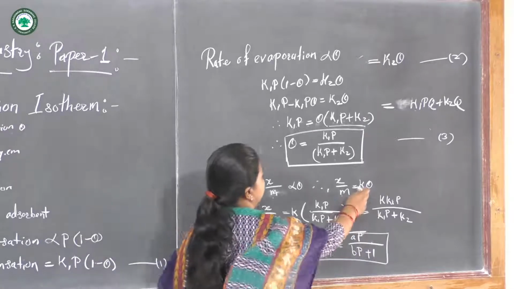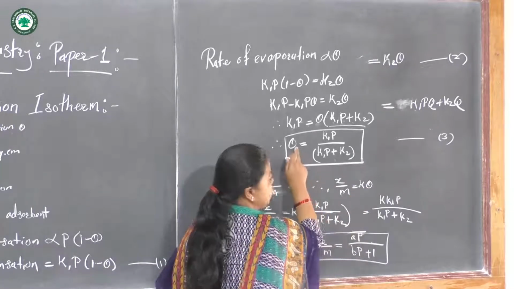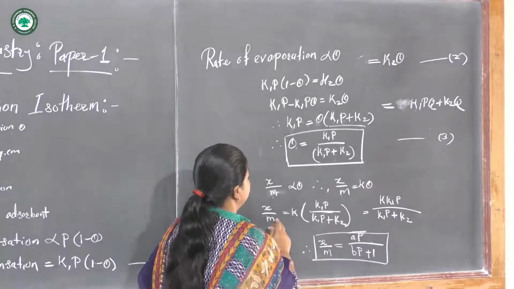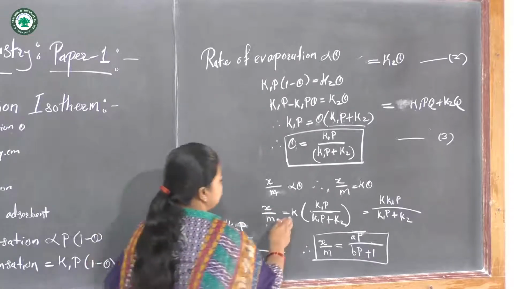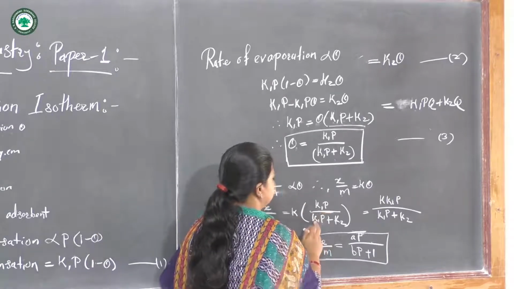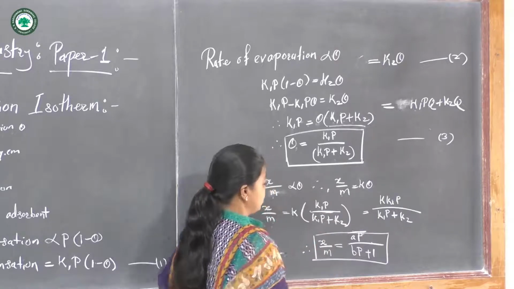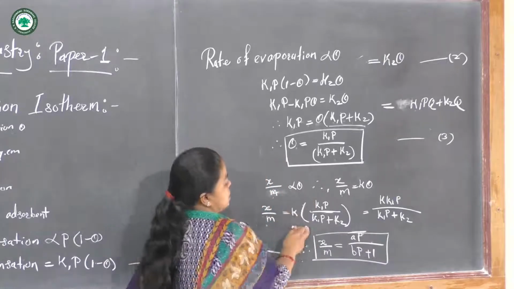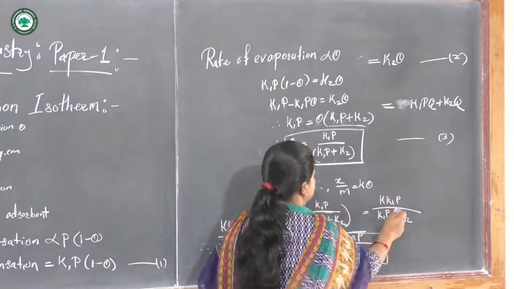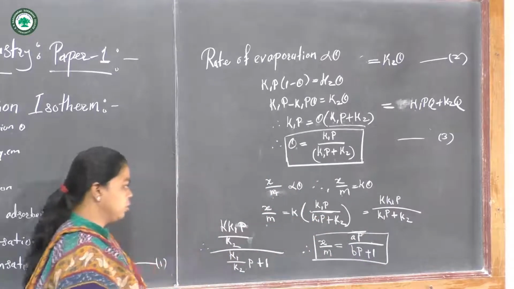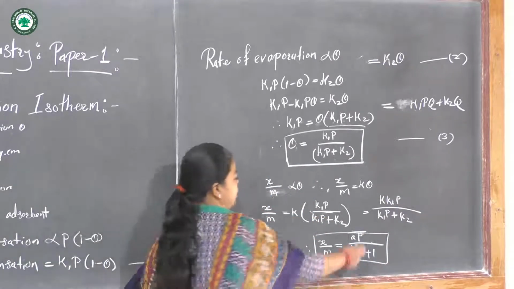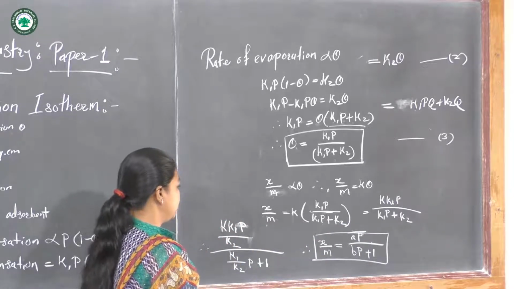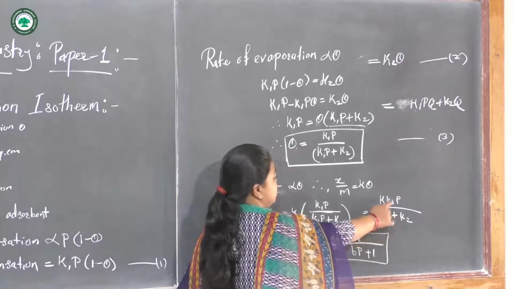So the value of theta is given in equation 3, and we can put this value of theta into this equation. We get x/m = K (K1P / (K1P + K2)). Now we can multiply this K with this value, so we get K K1P upon K1P plus K2. Now we can rearrange this equation as K K1 divided by K2, if we separate this denominator K2.